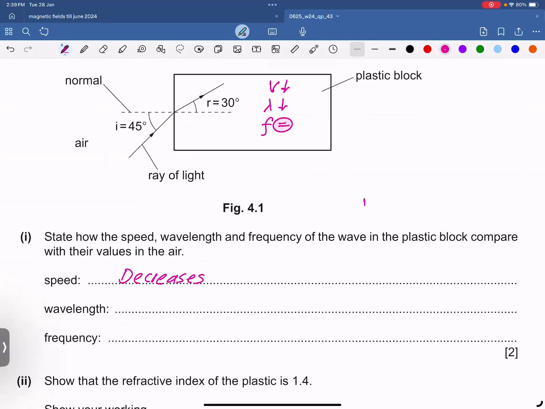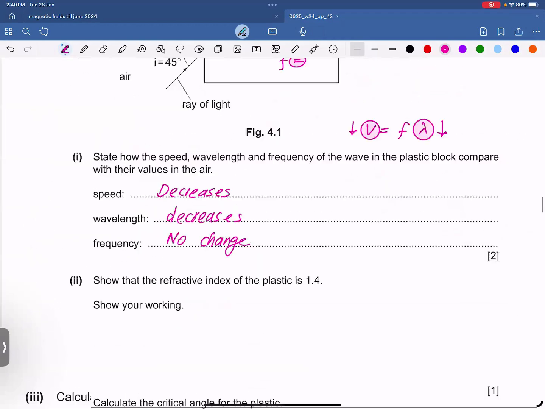Wavelength, you know that v equals f lambda. So if v is decreased, it slows down, so wavelength also has to decrease. So wavelength decreases, and frequency, no change. Nothing happens to frequency, no effect, it stays the same, unchanged. Any word could be written.